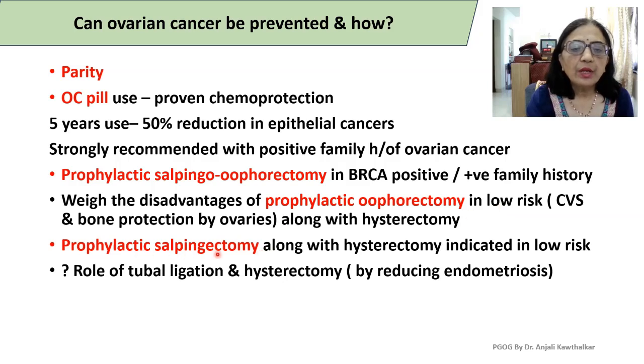Prophylactic salpingectomy, on the other hand, is now being recommended more and more by various guidelines whenever we are doing hysterectomy for benign disease, and it is indicated in low risk women. Now, regarding the role of tubal ligation and hysterectomy for the prevention of ovarian malignancy, there is a question mark. The rationale given is that tubal ligation or hysterectomy prevents development of ovarian cancer by reducing endometriosis.